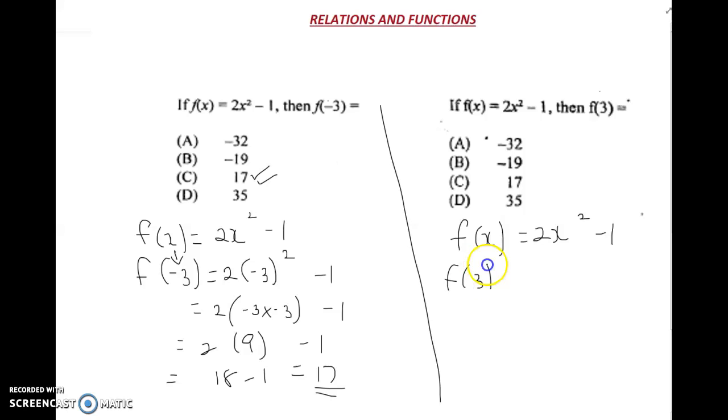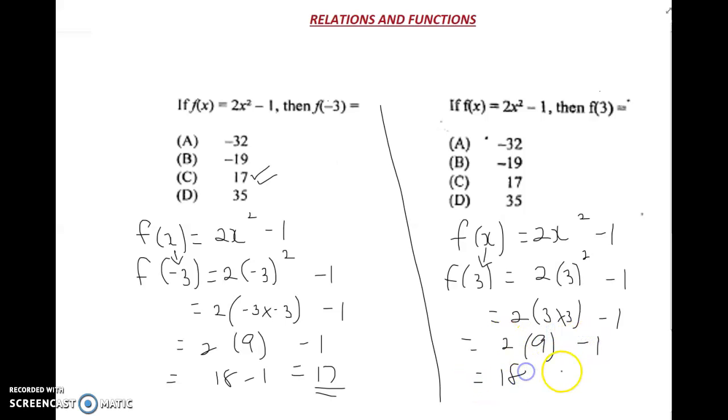Now on my right-hand side, same 2x squared minus 1, we want to find f of 3. So the x is being replaced by 3, so 2 by 3 squared minus 1. So 2 by 3 by 3 minus 1. 3 by 3 is 9, times 2 is 18, minus 1, which is 17. Same answer. So you need to substitute the values and then simplify.